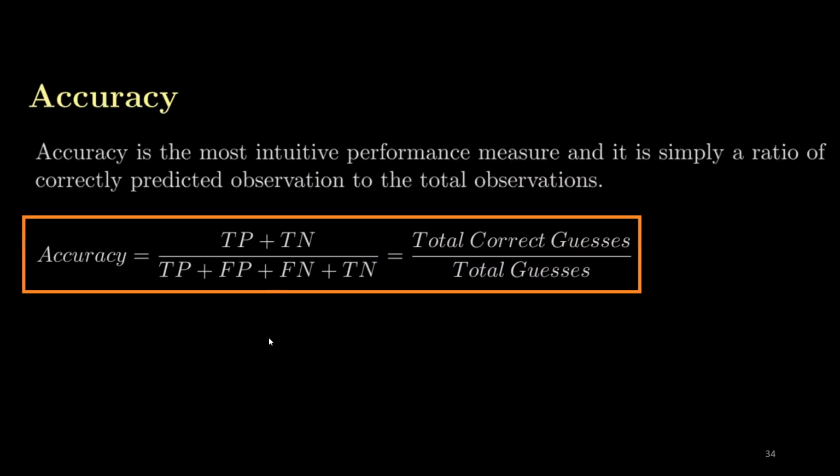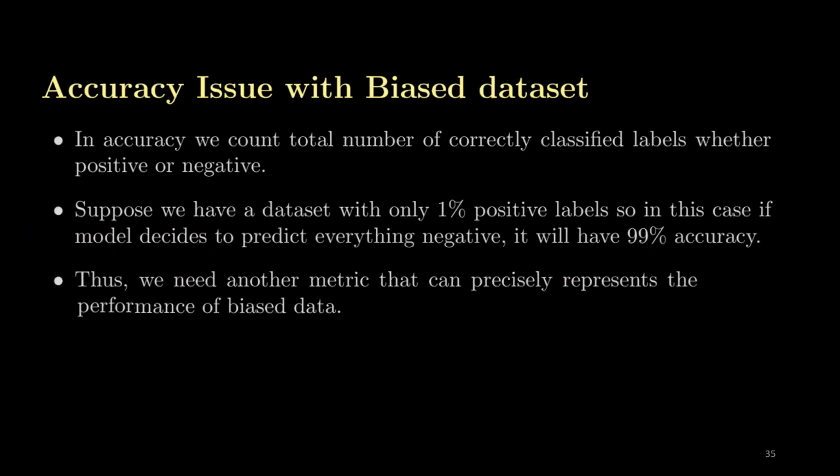The first important metric is accuracy. Accuracy is the most intuitive performance measure, and it is simply a ratio of correctly predicted observations to the total observations. So in accuracy, we have a ratio of total correct guesses over total guesses. We use every element of the confusion matrix, that is true positive, false positive, false negative, and true negative. In this way, we can calculate the accuracy of a model and measure its performance. But there is an issue with accuracy.